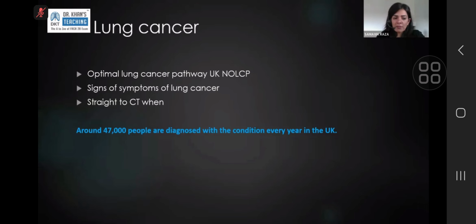I will focus on the UK bit. I will also tell you about variation across the UK, and about the signs and symptoms that are very suspicious for lung cancer and how primary care and secondary care manage this differently. I will also touch a bit upon lung cancer screening.